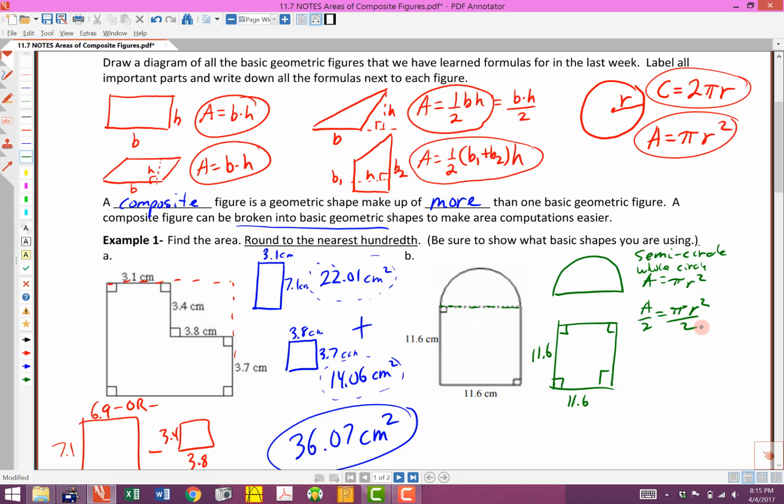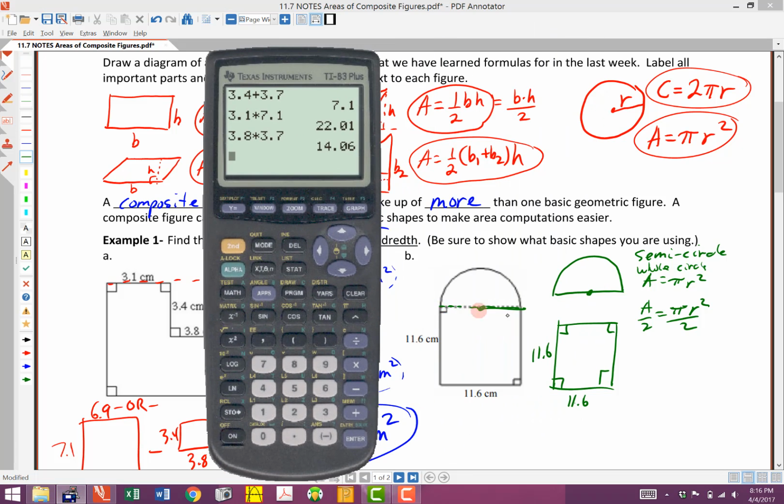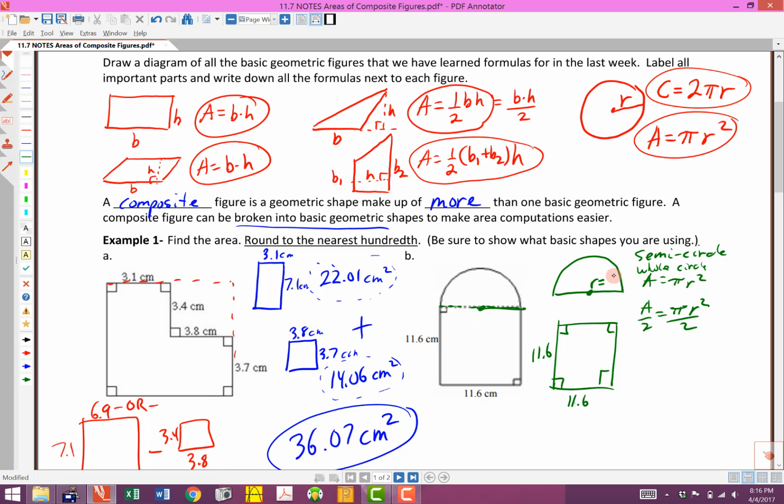So we also need the radius. The radius goes from here over to here. So we need to figure out what that is. If from side to side it's 11.6, we're going to take that 11.6 and divide it by 2. So that means the radius equals 5.8. Let me just double check that. Yep, 5.8.